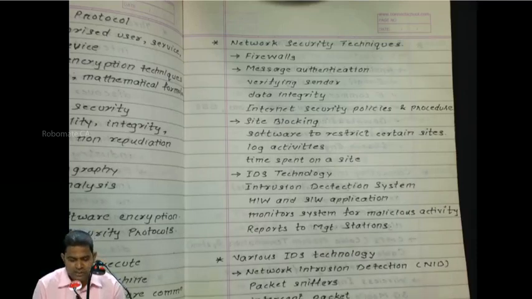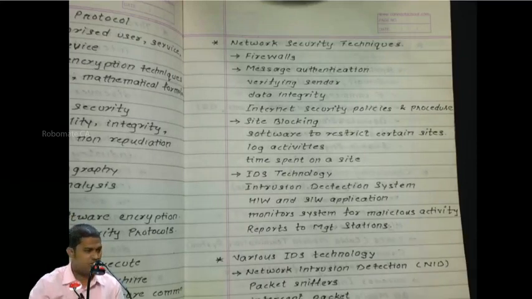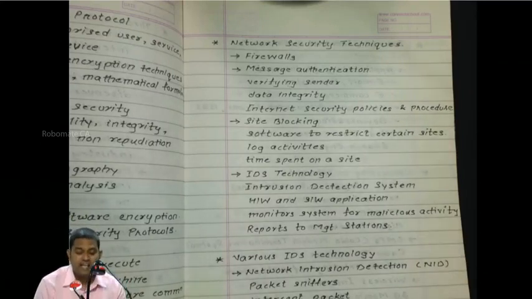The first one in this is called the Network Intrusion Detection System, abbreviated as NID. Now listen, what is this? When a packet enters inside the network, this system starts. It will check the contents of the packet, and if it finds anything malicious, it will stop that packet from entering or from going inside the host or the node.